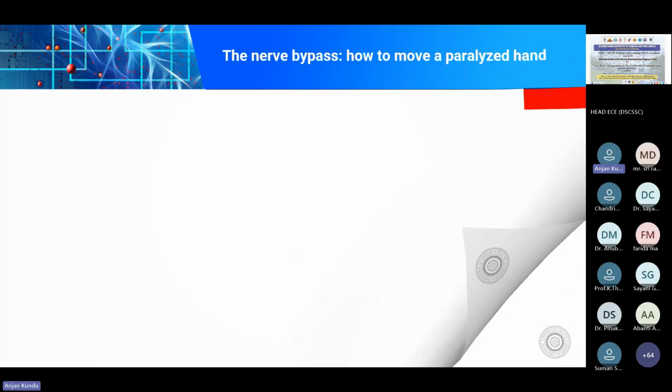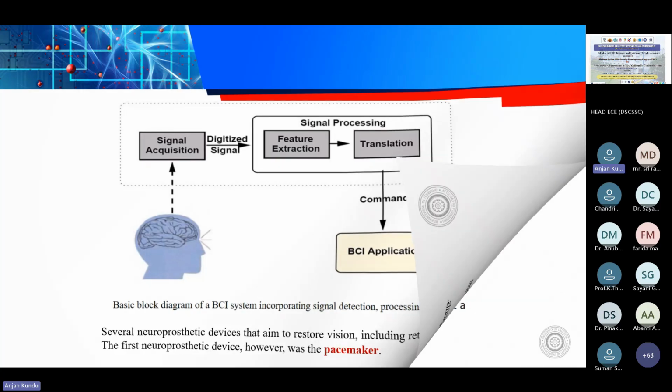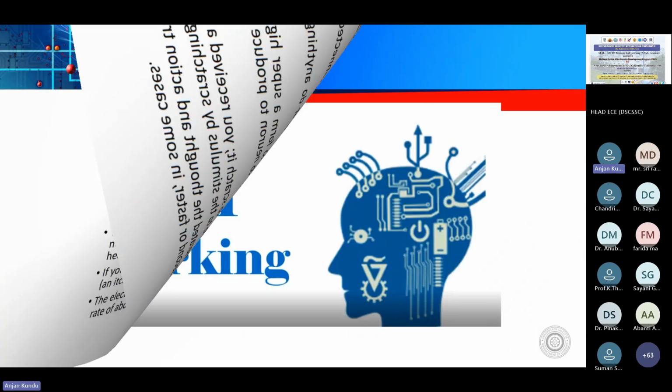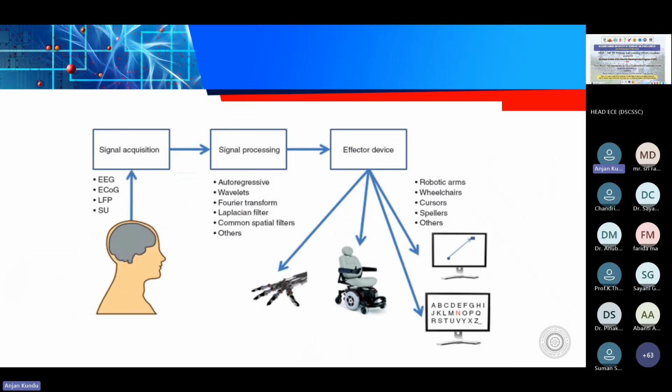So this is how the BCI works. I have already shown you the slides or the videos. Now what is going on at the back end, this is actually the slides, so I'm just fast forwarding it. The signal will be acquired through the cortex of the brain, then signal processing, then the effector devices. These are the basic layers, the basic architecture of a BCI.